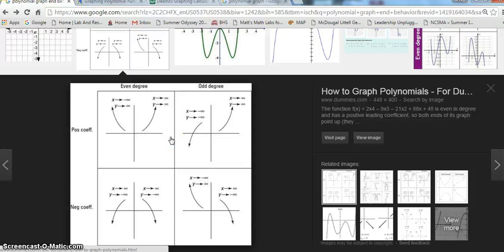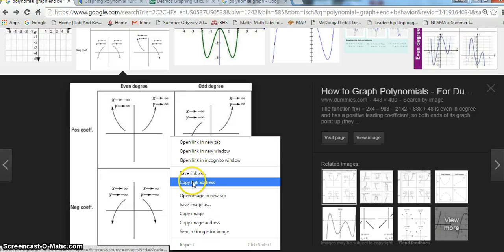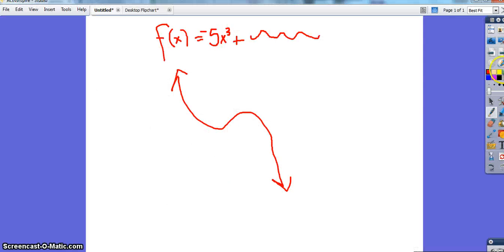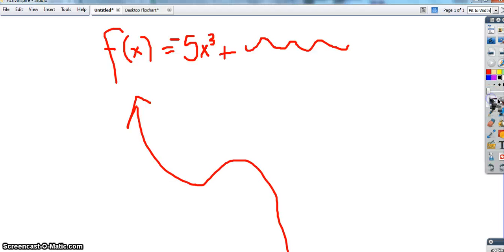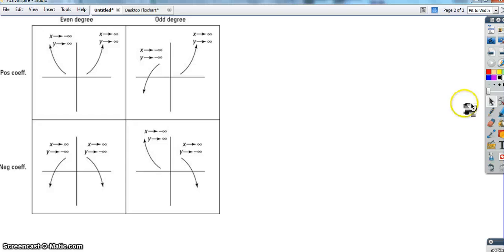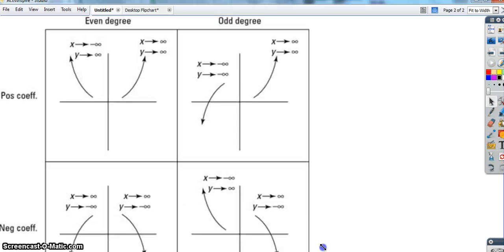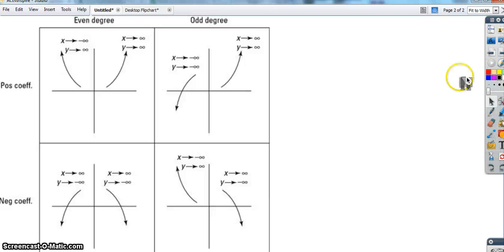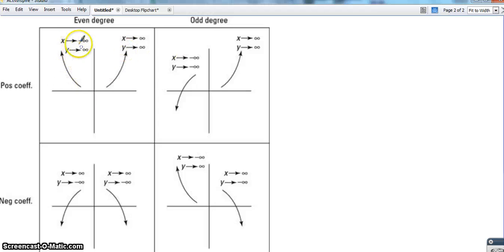Okay, so let's see if I can. I'm going to borrow that. I'm going to take it over here and play with it right here. So let's say I'm looking at a positive leading coefficient and an even degree. It looks like a parabola on the sides in terms of just the ends of the arrows.